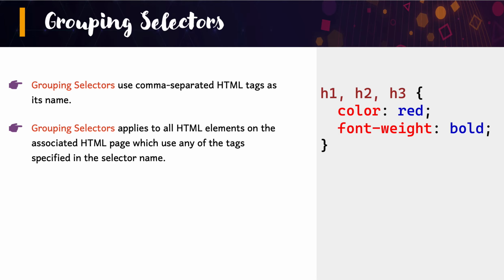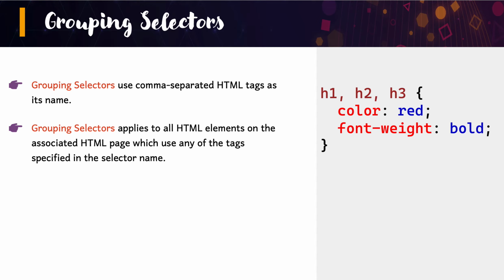So if you have an HTML page that has a lot of text and some headings, and you are using this particular example as a style, then all the H1 and H2 and H3 will use red color as a font color, and they will be in bold. So this is one way of saying that all your headings should use red and bold.